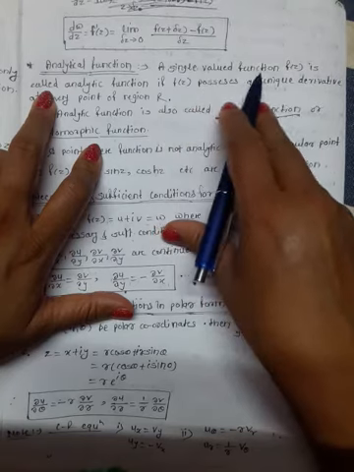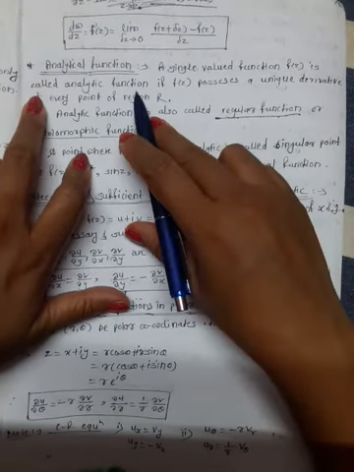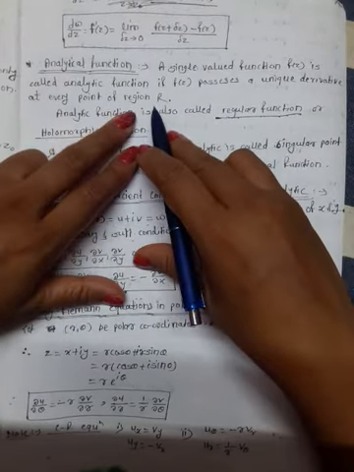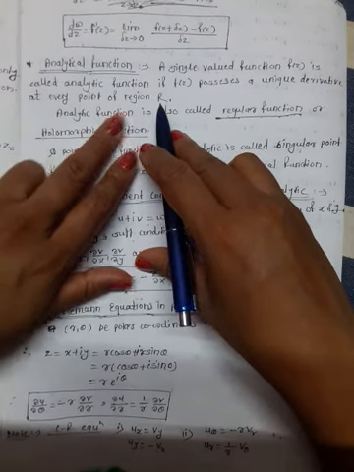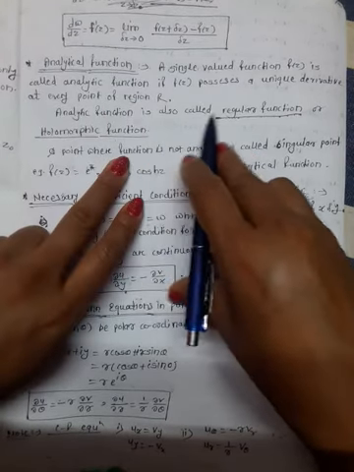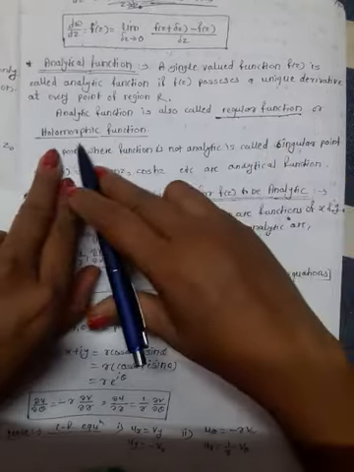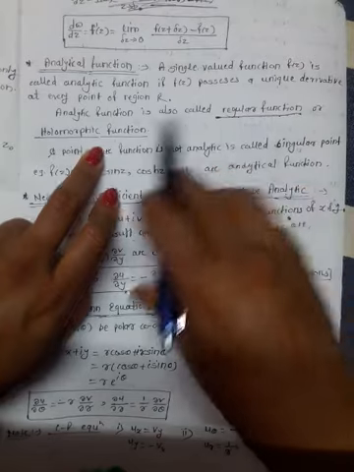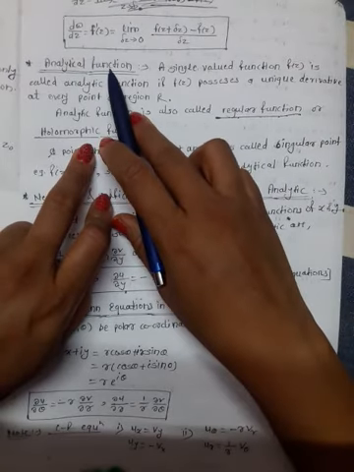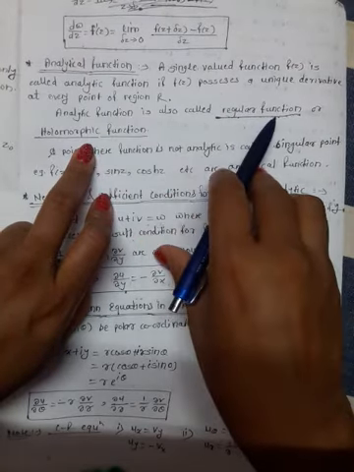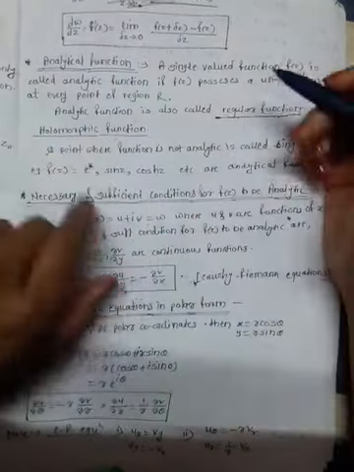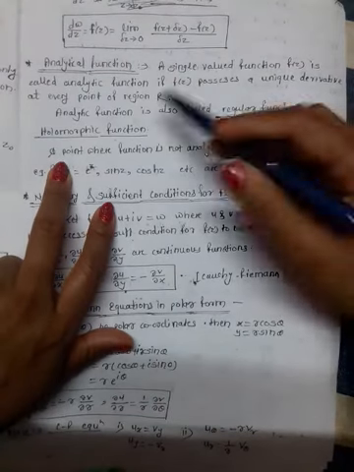A single valued function f of z is called an analytic function if f of z possesses a unique derivative at every point of the given region R. Okay, an analytic function is also called a regular function or holomorphic function. If in any example they ask for a regular function or a holomorphic function, the three of them are the same. Okay, this is the basic definition of an analytic function.